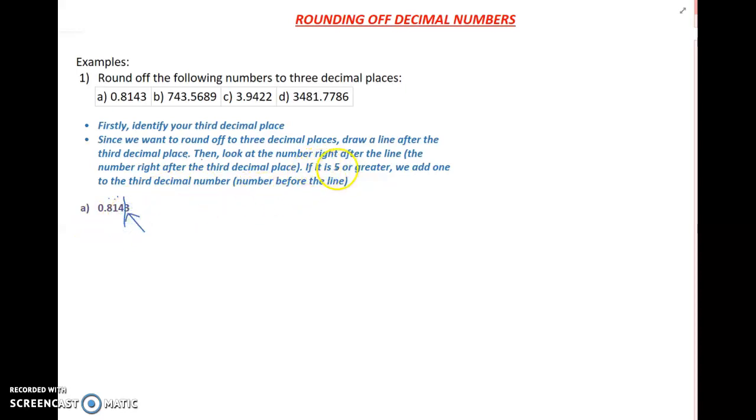Good. If it is 5 or greater, we add 1 to the third decimal number, the number before the line. Alright, so this is a 3 here. So it's not 5 or greater, right? So we could write that this is actually less than 5, right? So we do not add.